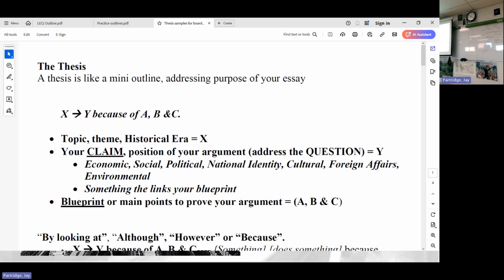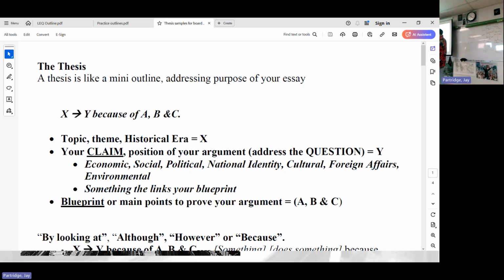Next, the Y is your claim. Your claim is how you're going to address the question, how you're going to answer the question, how you're going to put things together, something that links to the rest of your essay. And so this is some kind of either specific economic, social, political. It could be about identity. It could be cultural issues, environmental, foreign affairs. The big ones are the first 3: economic, social, and political. It's some specific economic issue like slavery in the territories, or the development of capitalism, or the Enlightenment, something like that.